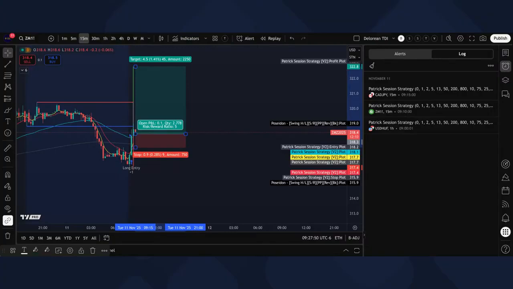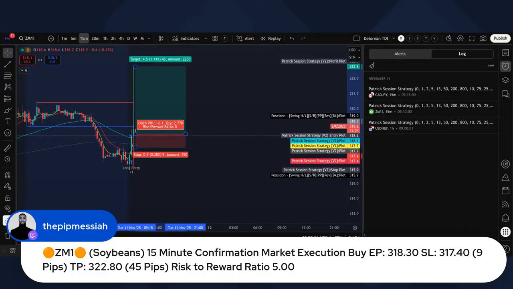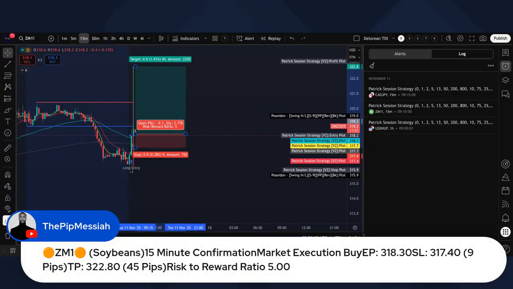Here's your call for Twitter. Here's your call for everyone else. We got ZM1 soybeans 15-minute buy. The entry price is 318.30. The stop loss is 317.40 for 9 pips. The take profit is 322.80 for 45 pips, and a risk reward ratio of 5.